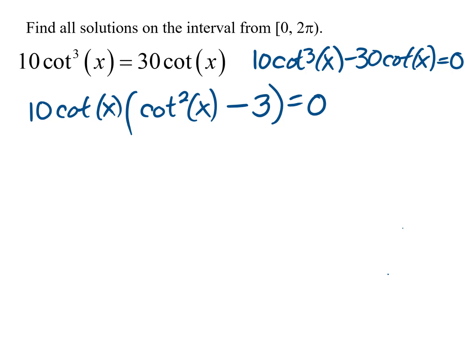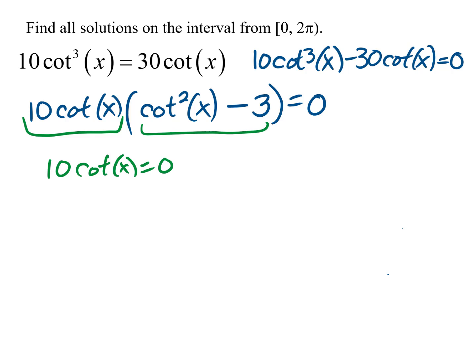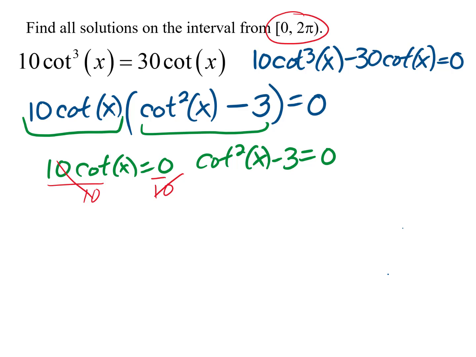Once I get it factored, I use the zero factor property, and I set each factor equal to 0 and solve it. So I have 10 cotangent of x equals 0, and then I have cotangent squared of x minus 3 equals 0. So looking at this first equation, I can divide both sides by 10, and that will still leave 0. So when is the cotangent 0 on the interval from 0 to 2 pi?